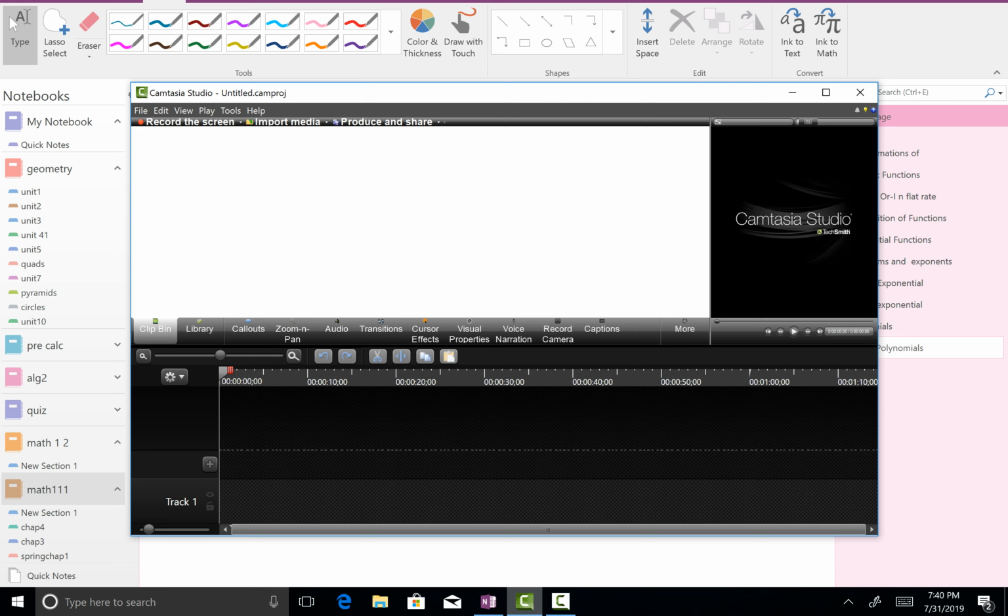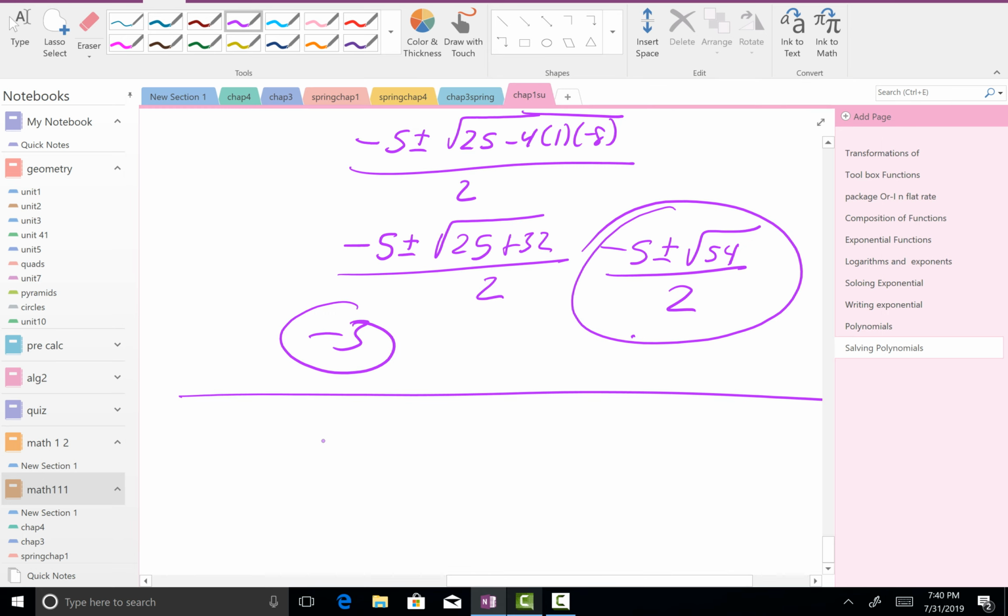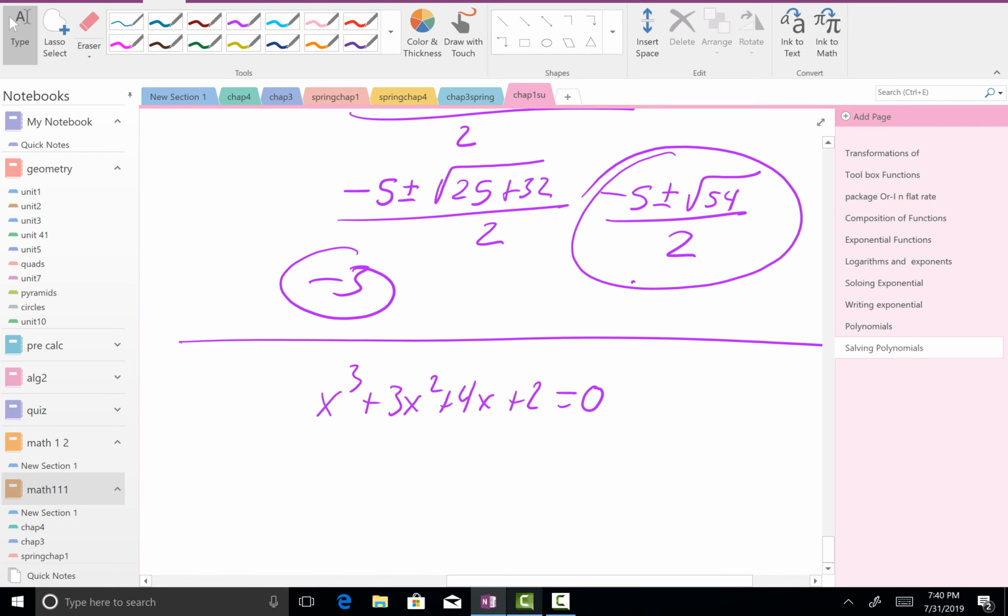Okay, let's try this one. So let's go x cubed plus 3x squared plus 4x plus 2 equals 0. Okay, what's our strategy? What are we going to do first? Graph it. How about that? Okay, let's find an x-intercept. Let me know what you figure out. -1. Okay? What are we going to do now? We only got one. How are we going to get the others?